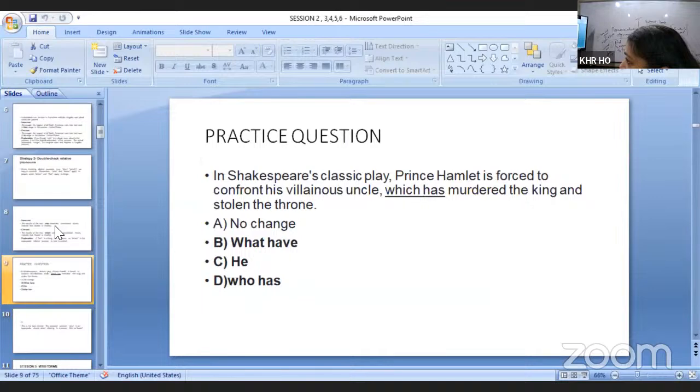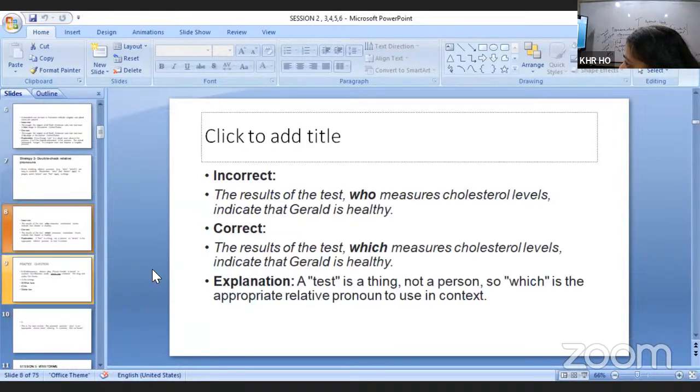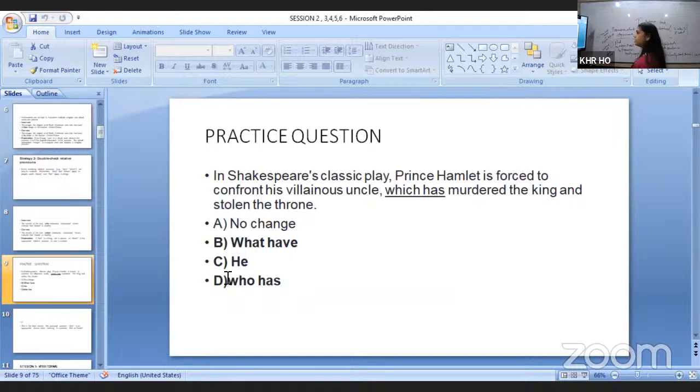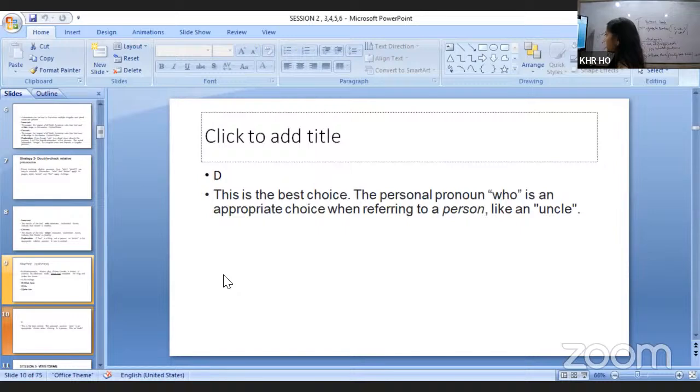Moving on to the next slide. You can see this. Rana, read the question, please, and tell me the answer. In Shakespeare's classic play, Prince Hamlet is forced to confront his villainous uncle, which has murdered the king and stolen the throne. So the right answer would be D, because it's referring to his villainous uncle, which is a person, so it would be who has, not which has. Was that clear? Sorted?